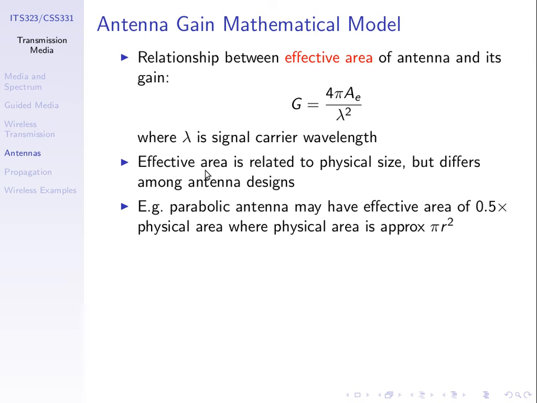AE is what we denote as the effective area. It's related to the physical size. But antennas, we saw, have many different shapes, so sometimes it's hard to measure the physical size of the actual antenna component. So we don't have an easy equation to calculate the effective area. It differs. So we need to know something about the internals of the antenna design to know the effective area.